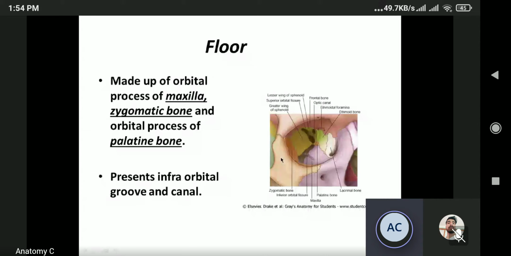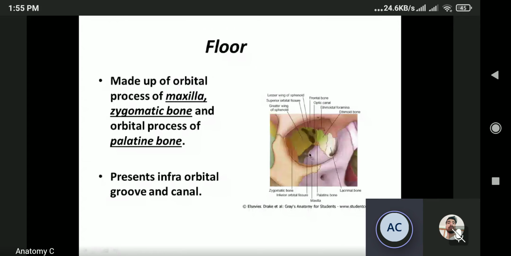What is the structure forming the floor? What are the structures forming the roof? Okay. This will be a viva question. They will give you the orbit, will give you the skull, and will ask you the formation of floor, formation of roof, and this will be asked in MCQ also. And this floor presents the infraorbital groove and canal.